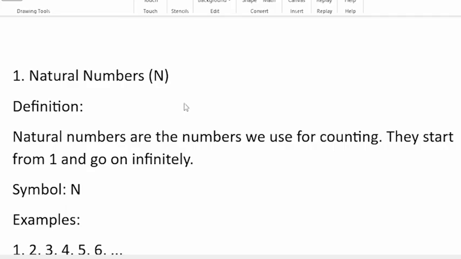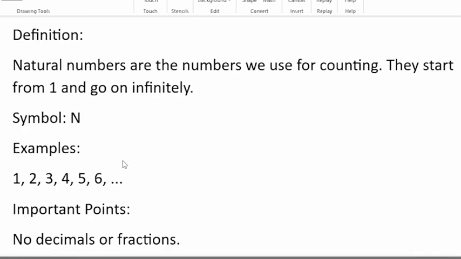Okay, let's begin. What is a natural number? The definition: natural numbers are the numbers we use for counting. When we want to count something, we use the natural numbers. They start from 1 and go on to infinity. For example, we have 1, 2, 3, 4, 5, 6, 7, etc. These types of numbers are called natural numbers. Also, we denote the set by N.